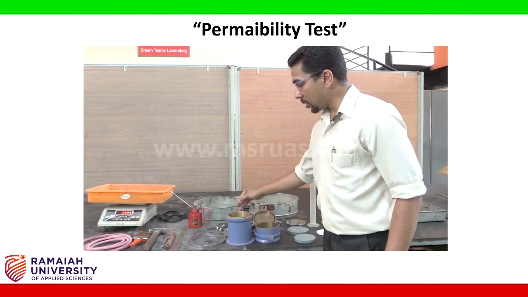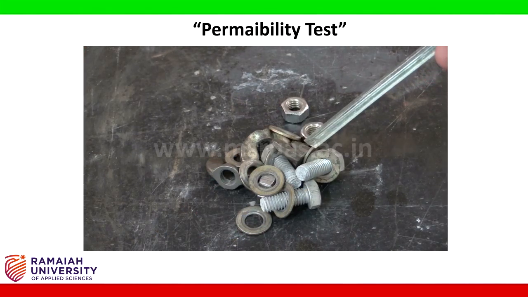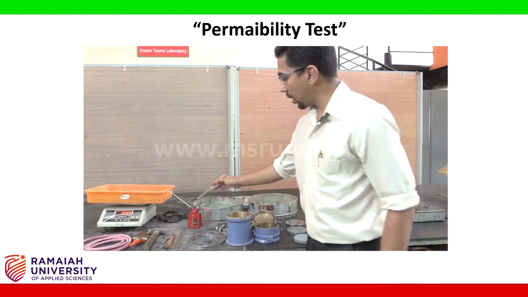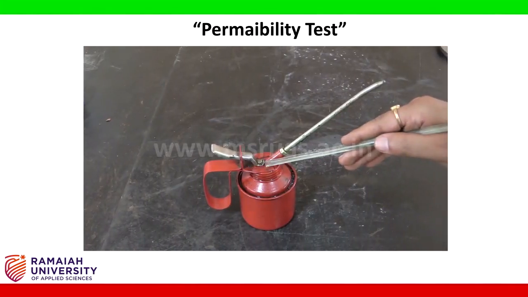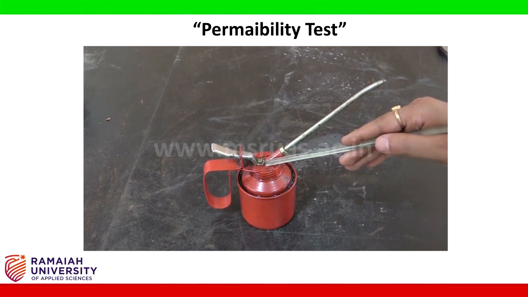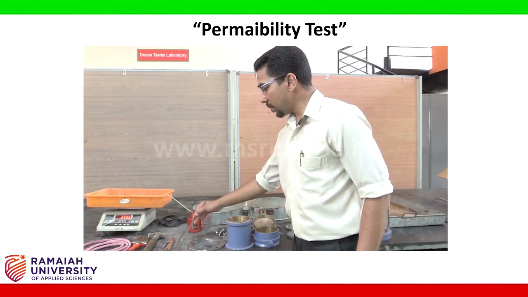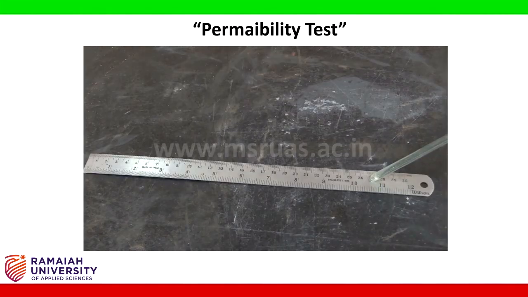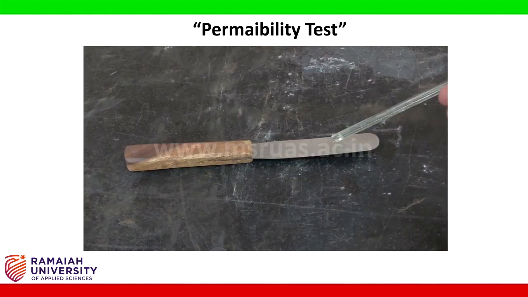The nuts and bolts, these are the nuts and bolts that are required to tighten the mold to the base plate. Oil dispenser, the oil dispenser that is required to smear the oil on the inner surface of the mold during the casting process. Measuring scale, required to measure the dimensions of the specimen before test. Spatula, required to trim the specimen before subjecting it to the test.